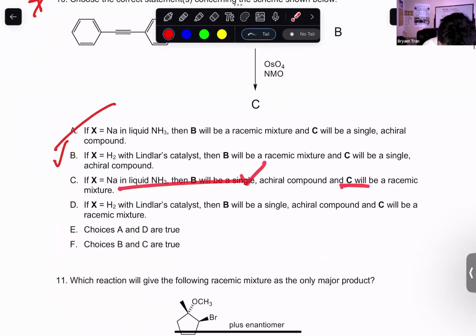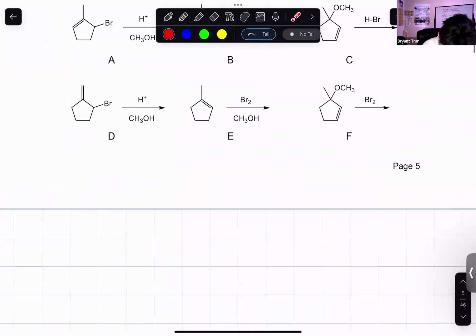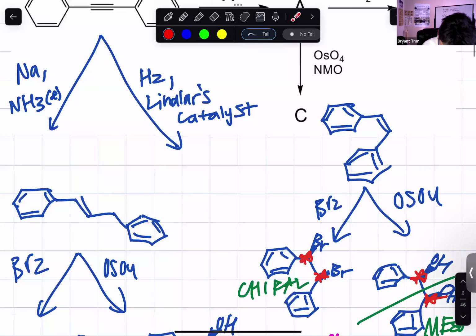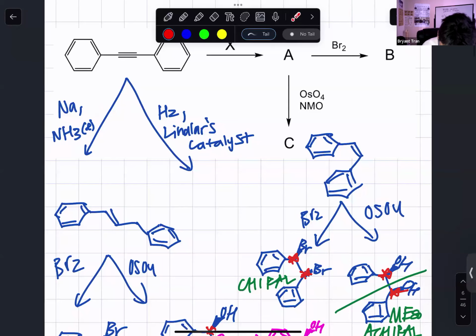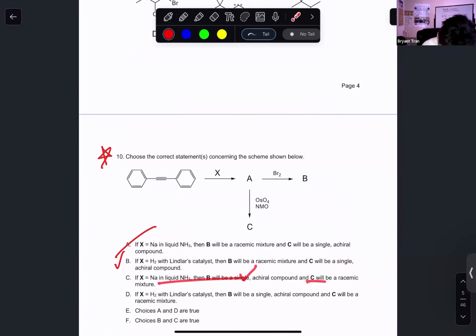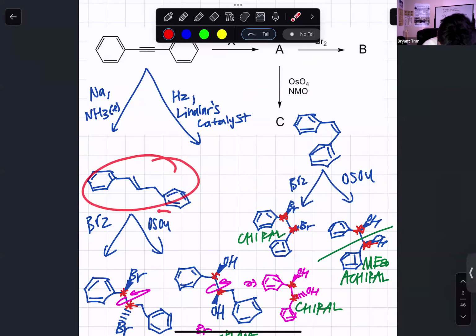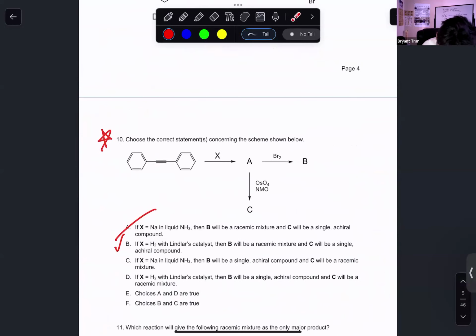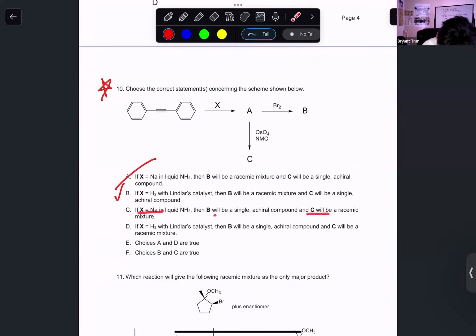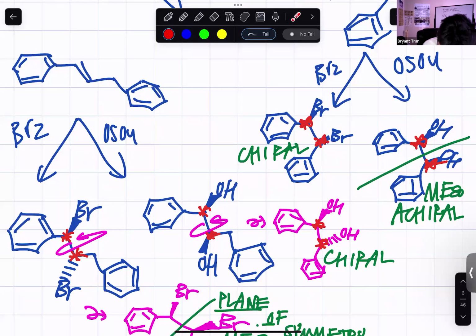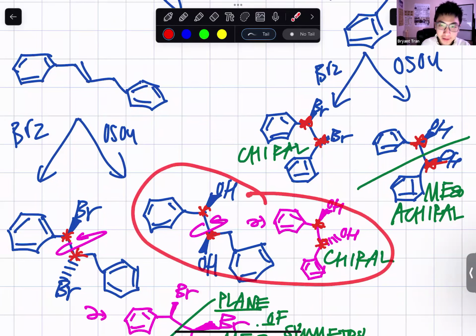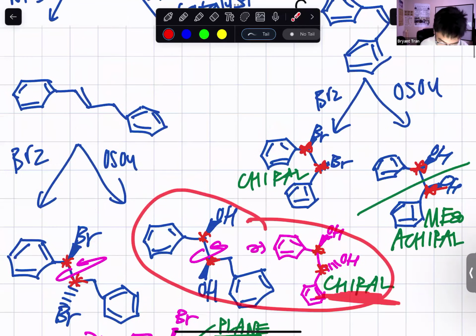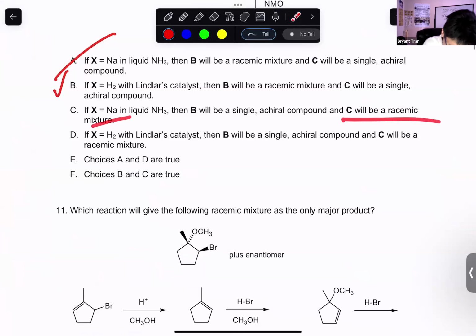Now let's look at C. C would be a racemic mixture. So once we have this intermediate here, we use OsO4. C, osmium tetroxide, would be a racemic mixture. Then we would get this chiral molecule here, which is able to form a racemic mixture because we are able to have enantiomers. So that part of C makes sense, so we check that out.